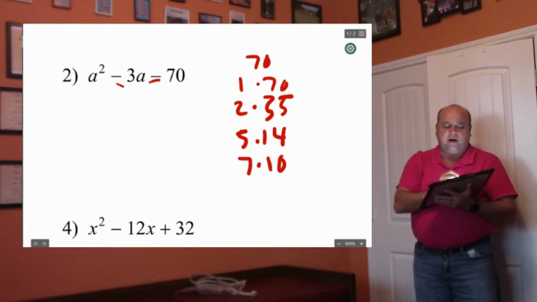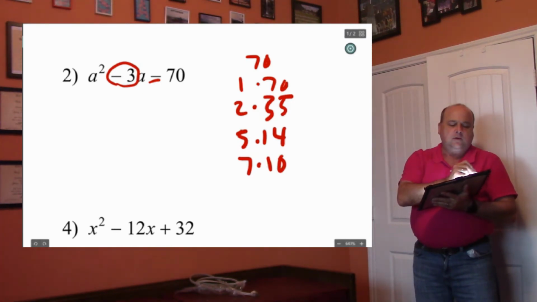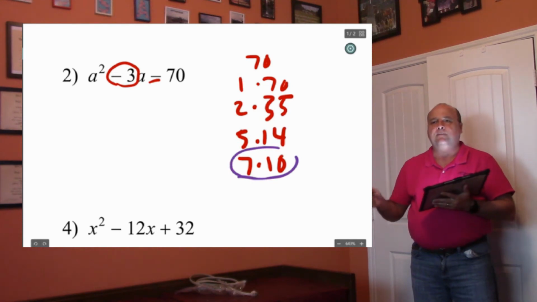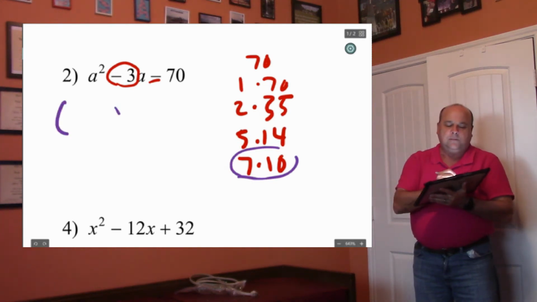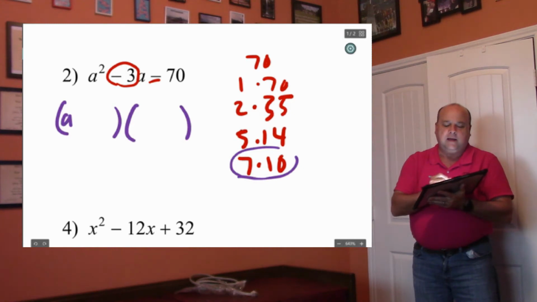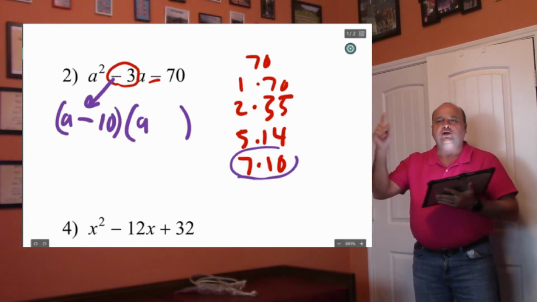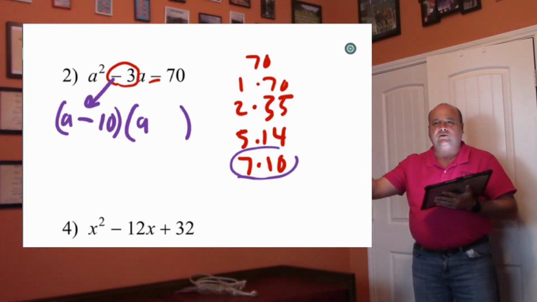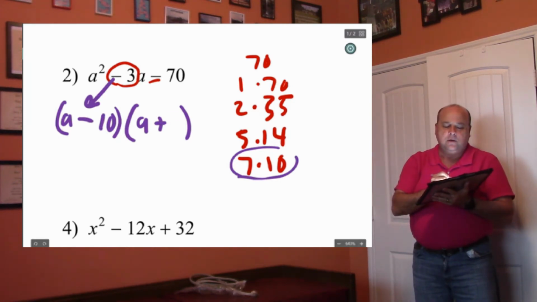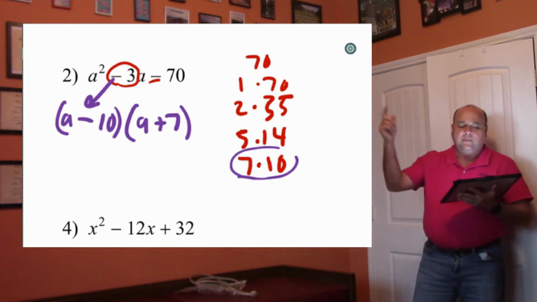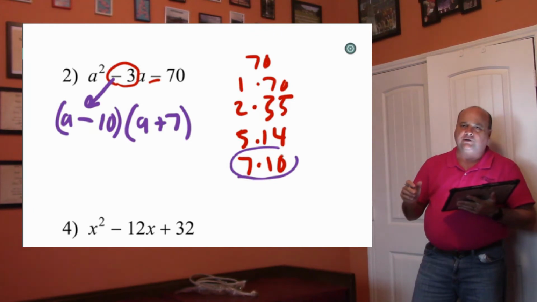Now then, we want to subtract and get the 3, don't we? So which set of factors subtracts and gives us 3? It's the 7 and 10, right? 10 minus 7 is 3. So I'm going to draw my 2 parentheses, put A and A. This sign drops. Which factor is larger? It's the 10. What do you do to the negative 10 to get a minus 3? You got to add 7, don't you? Negative 10 plus 7 is a negative 3. Okay? That's how you were working the problems yesterday.